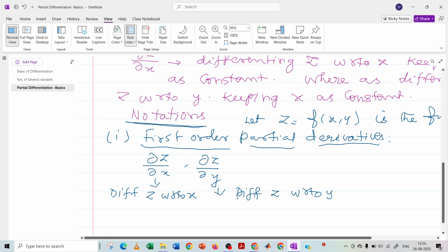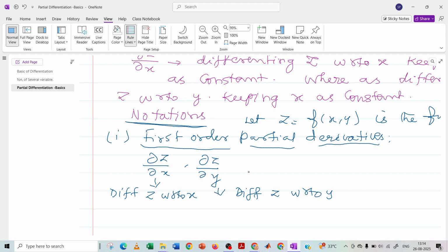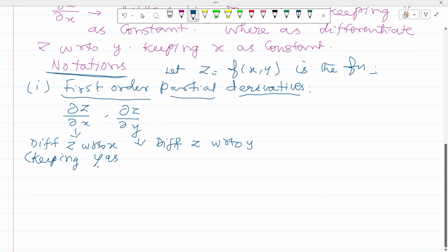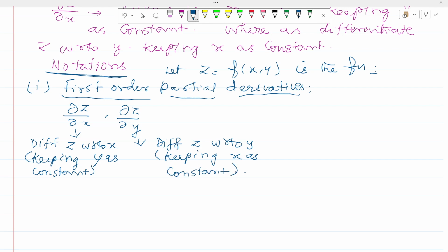Differentiation of z with respect to x. Second one is differentiation of z with respect to y. When you differentiate z with respect to x, it means keeping y as constant. When you differentiate z with respect to y, it means keeping x as constant. That is the first order partial derivatives.